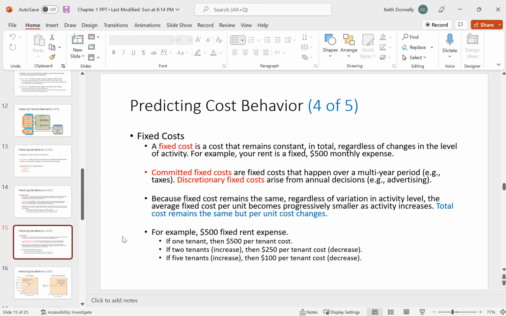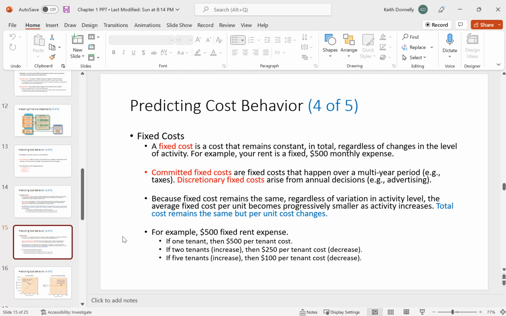Now, in distinction, we also have fixed costs when we're predicting cost behavior. Basically, these are costs that remain constant in total. However, the per unit cost is going to be what changes.